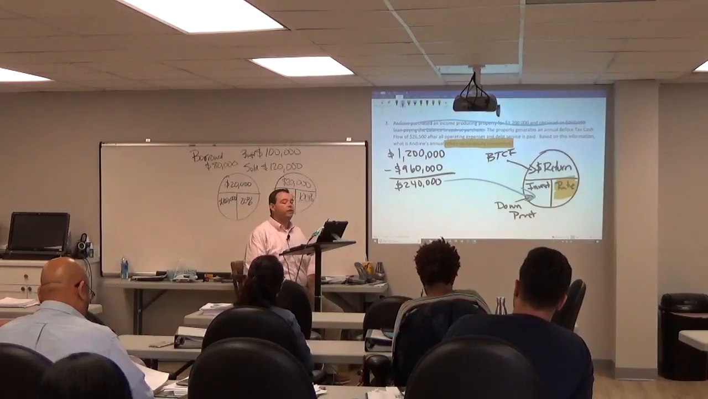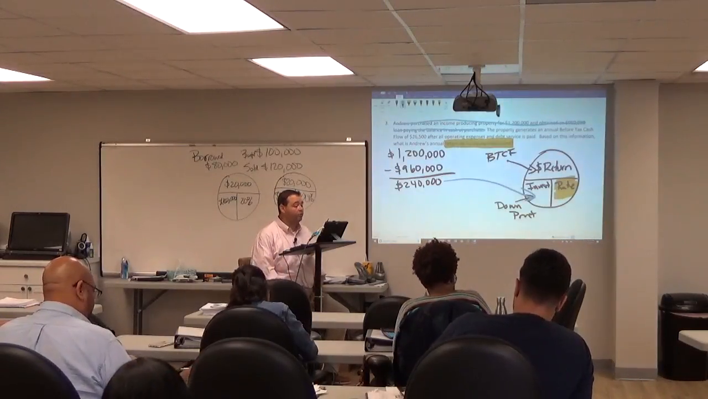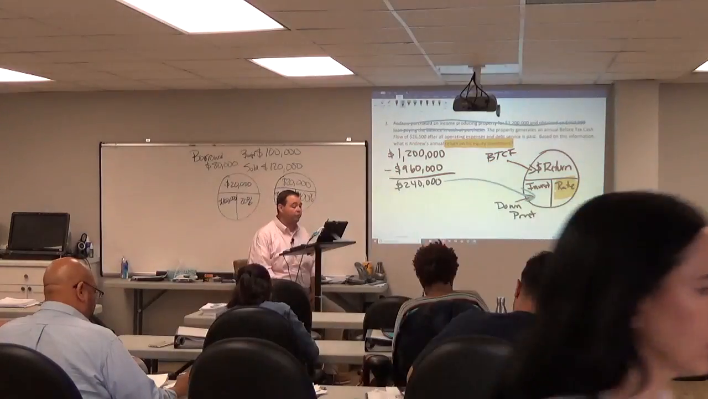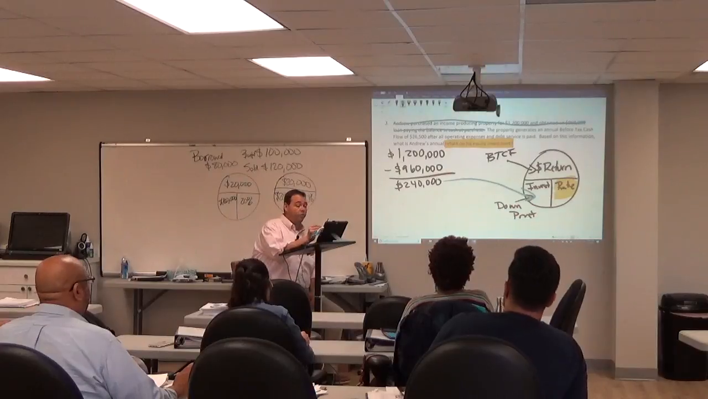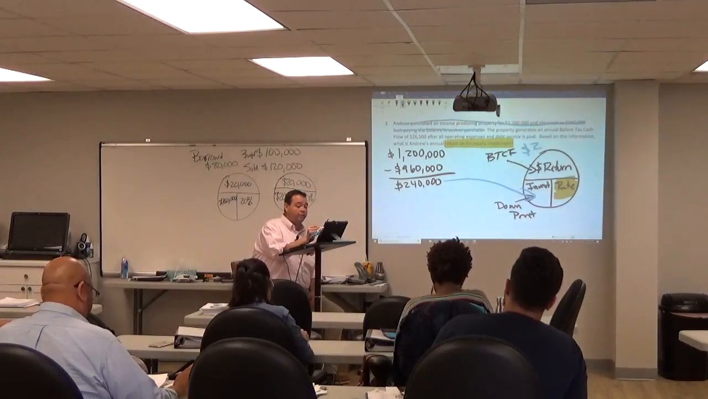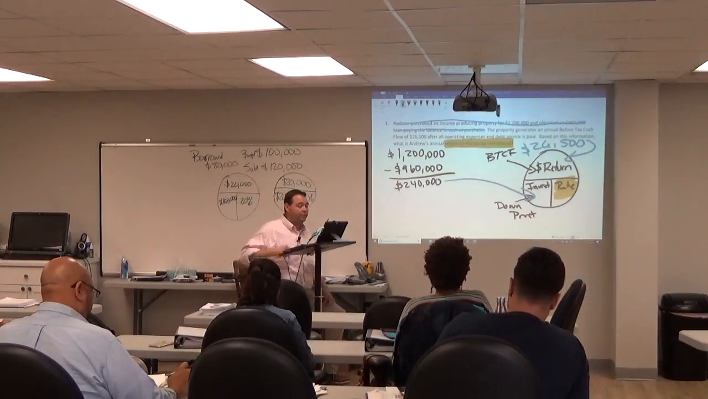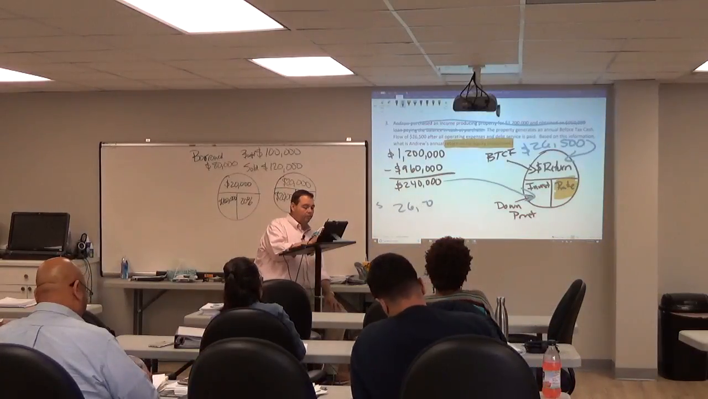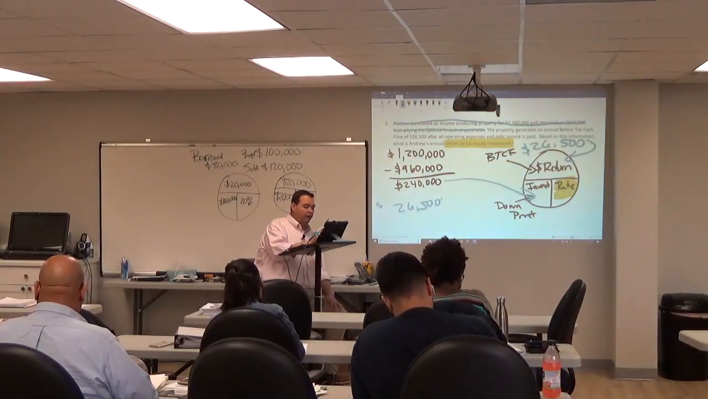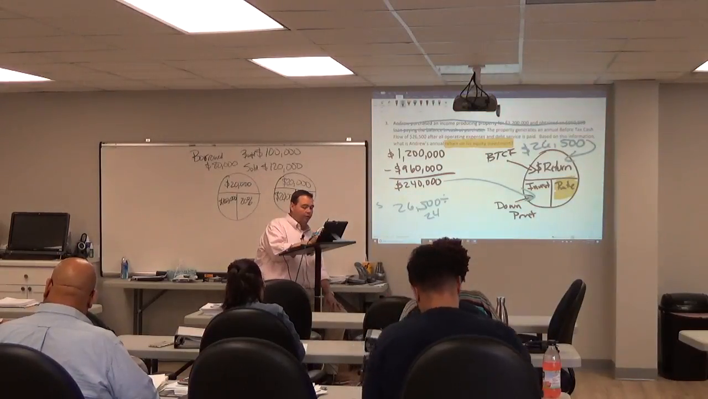The property generates an annual before-tax cash flow of $26,500 after all operating expenses and debt service are paid. So do I need to do any math with that? Nope, they gave it to me. So my before-tax cash flow is $26,500 right here for my return. So what's my math going to be? $26,500 divided by what? $240,000.